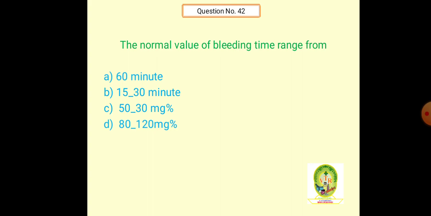The normal value of bleeding time ranges from. Options are A. 60 minutes, B. 15 to 30 minutes, C. 15 to 30 mg percent, D. 80 to 120 mg. Right answer is D.